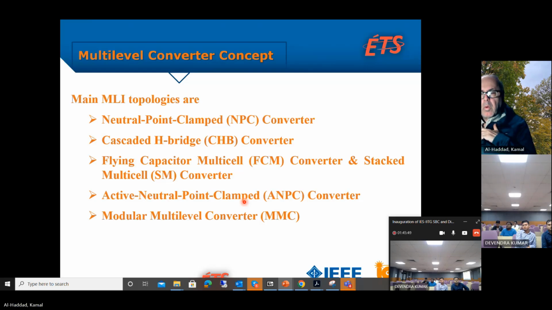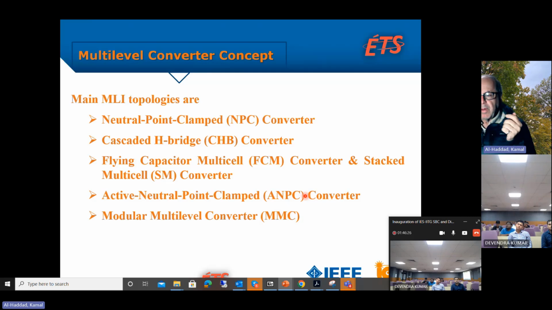What do we have in topology among all those multi-level converter concepts? Look here: the main MLI topologies are the modular PWM topologies, the neutral point clamp, the cascaded H-bridge. We have the flying capacitor multi-cell. We also have the active neutral point clamp, the ANPC, which is the most popular one among all those topologies. And we have the MMC topology as well.